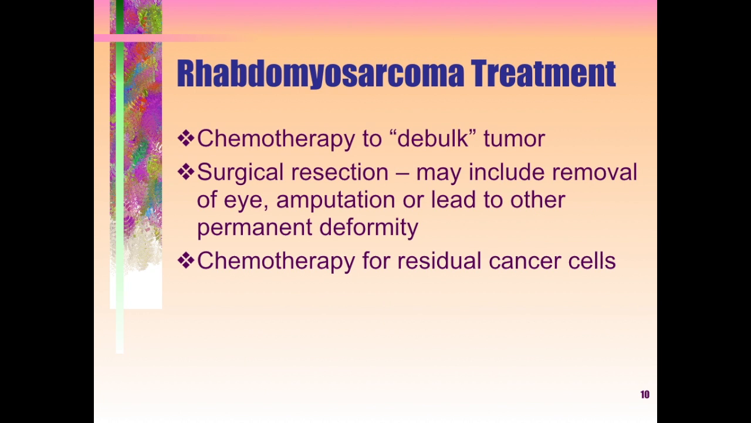The treatment for a rhabdo is chemotherapy to debulk the tumor so that the surgical resection can be done. As you can see in those pictures, some of the surgeries may end up causing an enucleation, which is removal of the eye, an amputation of the limb, and it can lead to other permanent deformities that once the cancer's gone, the kid's still going to have that problem. They follow it with more chemotherapy to make sure that all of the residual cancer cells die.